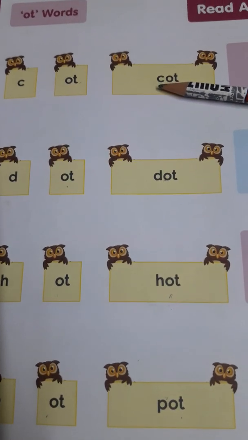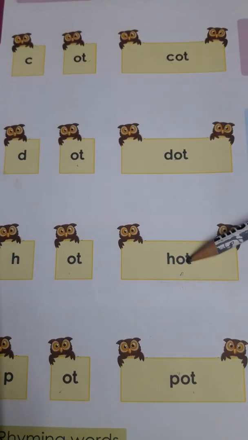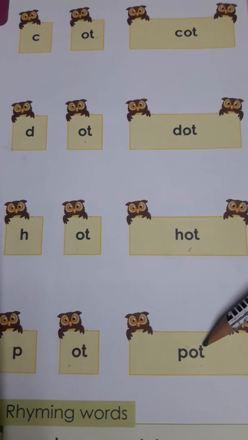Now see, these are ot words. O-T, ot. K-ot, cot. D-ot, dot. H-ot, hot. P-ot, pot. Pictures recognize करो. Cot, dot, hot, pot. And this page has also been done.